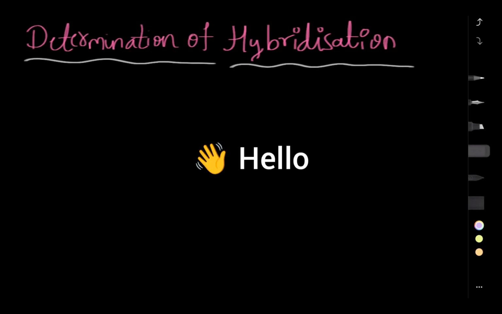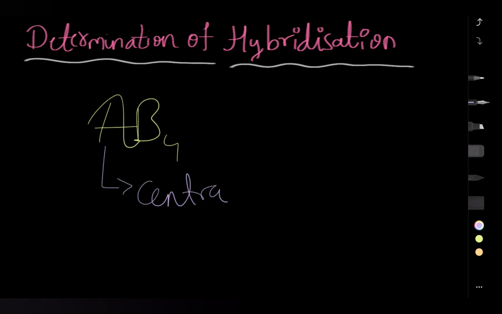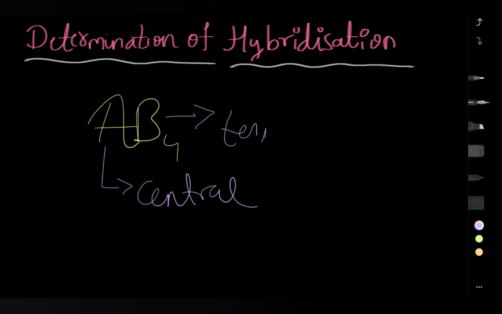Hello everyone, today we are diving into the determination of hybridization of an atom in a molecule or in an ion. So let us start. Before starting, let us consider a molecule AB4. In this AB4, A is the central atom. The central atom is always the one which has fewer atoms of the similar kind. B4 is the terminal atom.